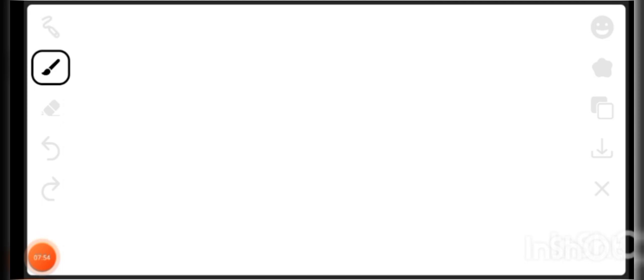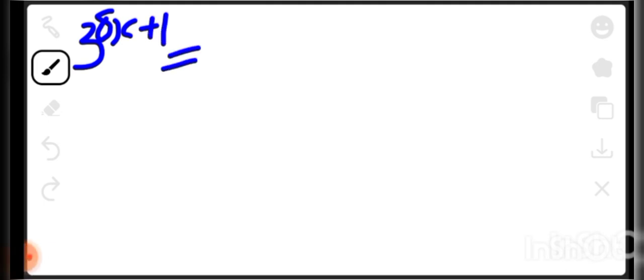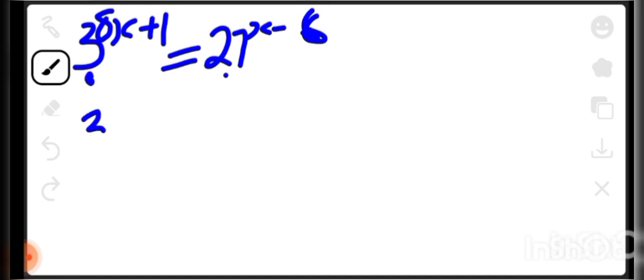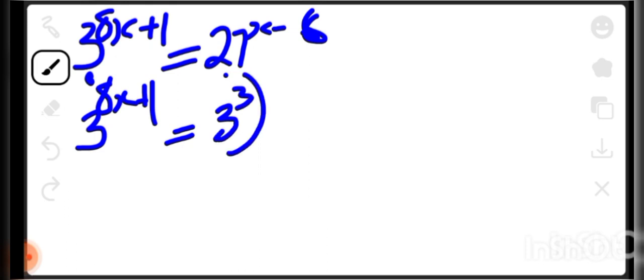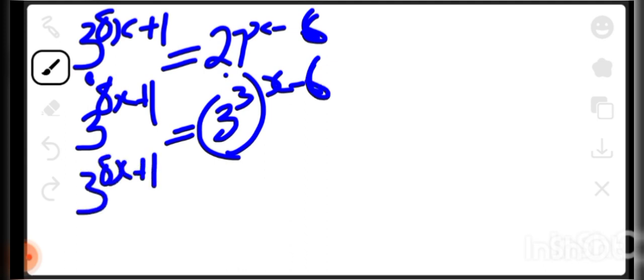The next question is, if we have 3 raised to the power 8x plus 1 equal to 27 raised to the power x minus 6. So can we raise 3 to any power and the answer will be 27? Yes. 3 raised to the power 3 is 27. So 8x plus 1, and 27 is 3 raised to the power 3 into x minus 6. So this will give us 3 raised to the power 8x plus 1.